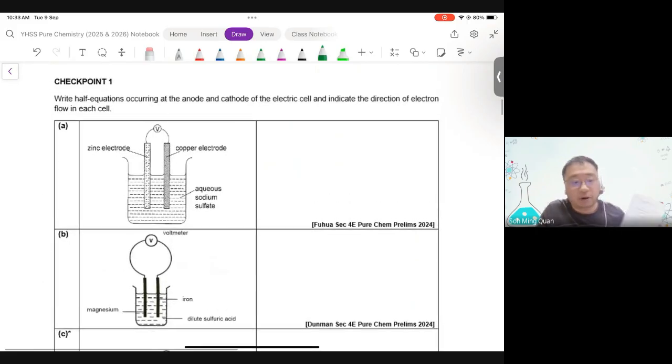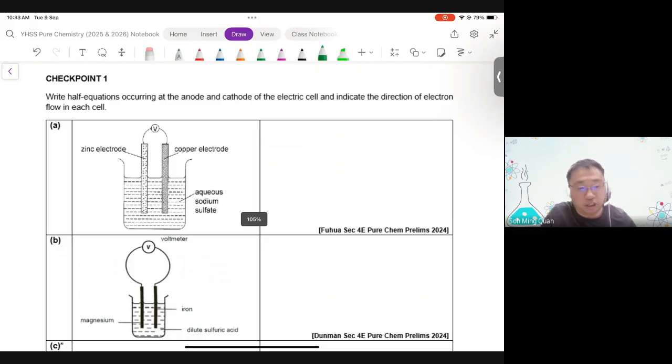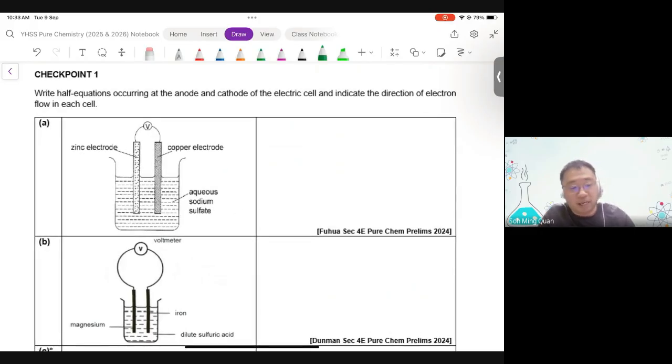Now, checkpoint 1. Write half equations for the reactions occurring at the anode and cathode of the electric cell and indicate the direction of electron flow in each cell. We're not going to do so many, just A and B. If you don't have the worksheet with you, you can stare at the screen and write out the equations occurring at the anode and cathode. I'll give you 5 minutes.